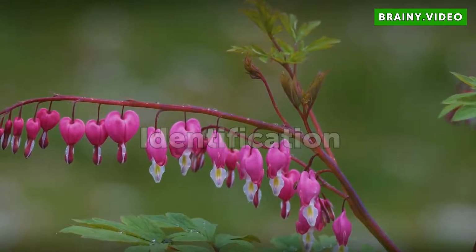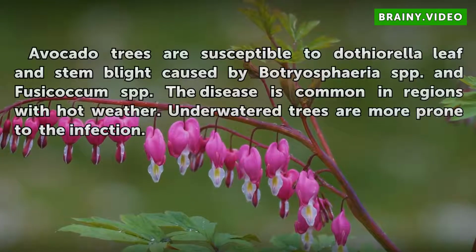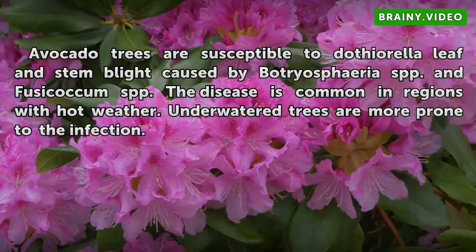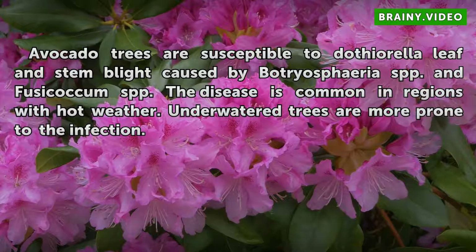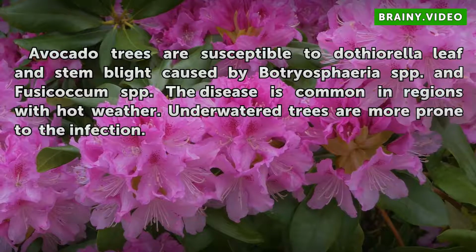Identification. Avocado trees are susceptible to Dothiorella leaf and stem blight caused by Botryosphaeria spp. and Fusicoccum spp. The disease is common in regions with hot weather. Underwatered trees are more prone to the infection.